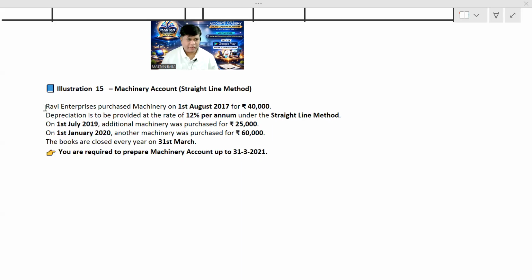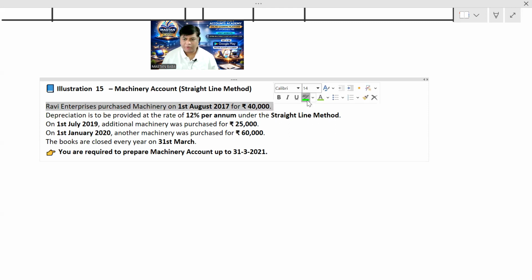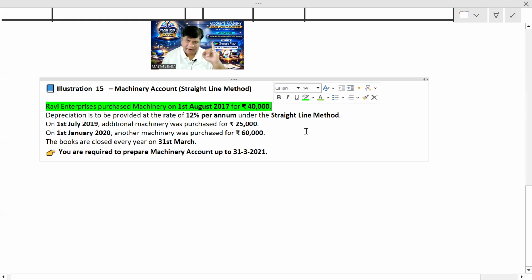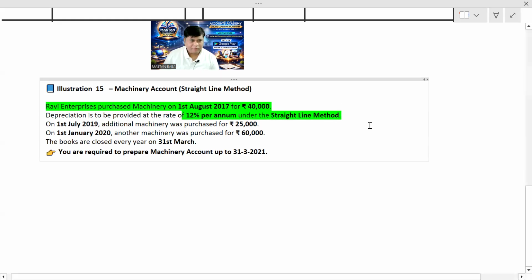The question says that Ravi Enterprises purchased a machinery on 1st August 2017 for 40,000 rupees. So do remember the date and amount. Date is August 1st and amount is 40,000, right? And depreciation is to be provided at the rate of 12% per annum under the straight line method. We are doing only the first method as of now. So the rate of depreciation is 12%, and the method is straight line method.